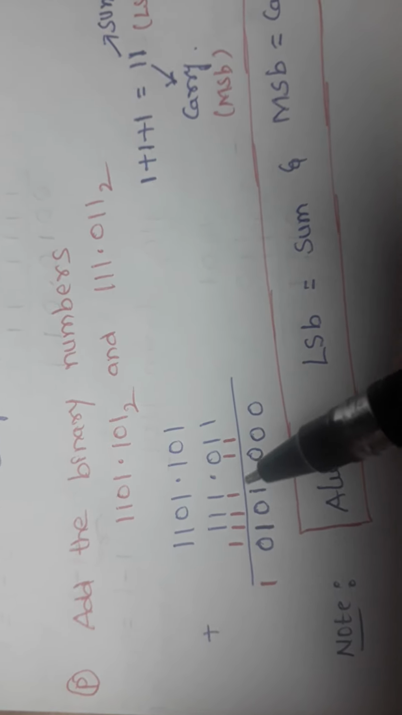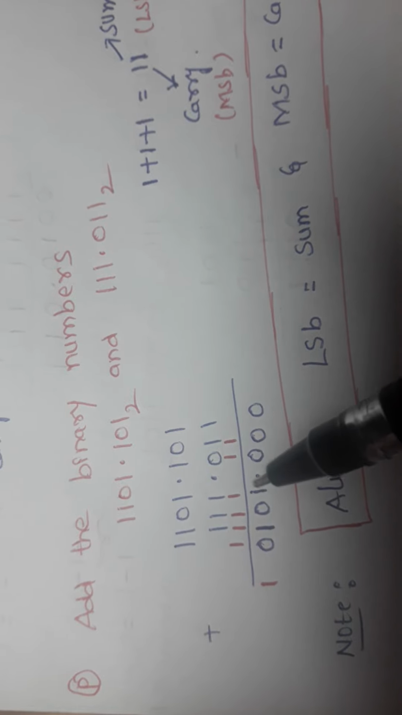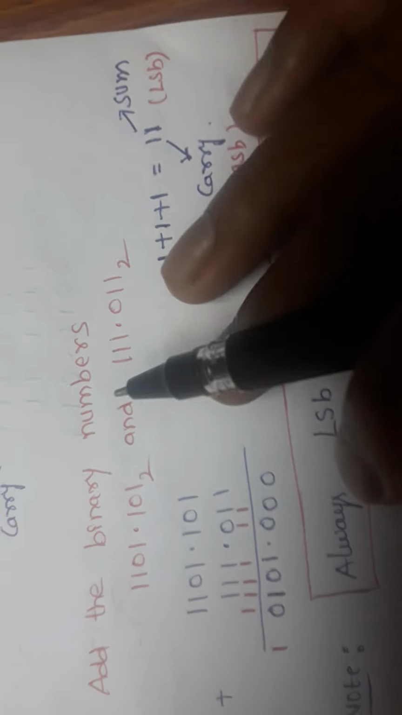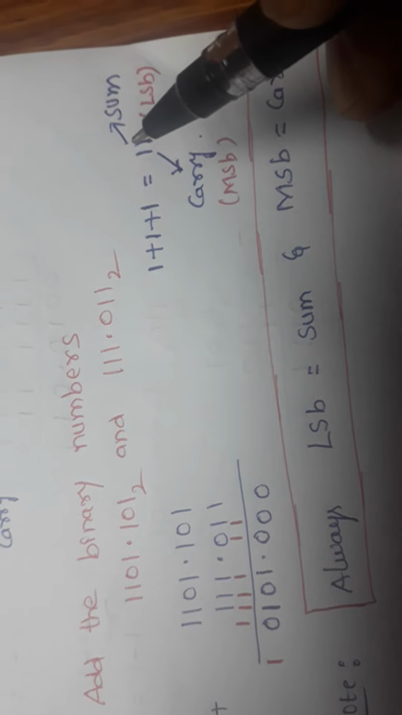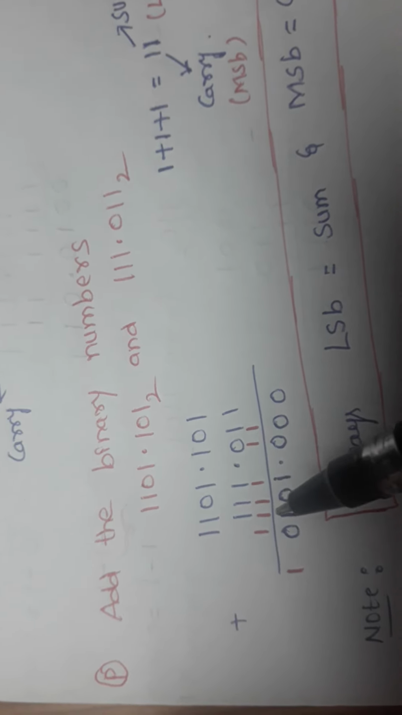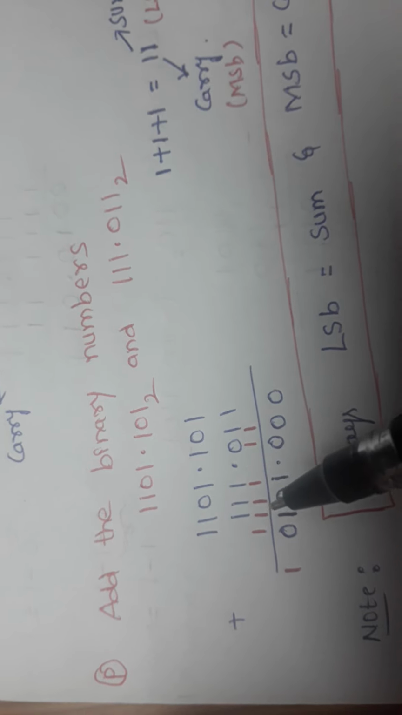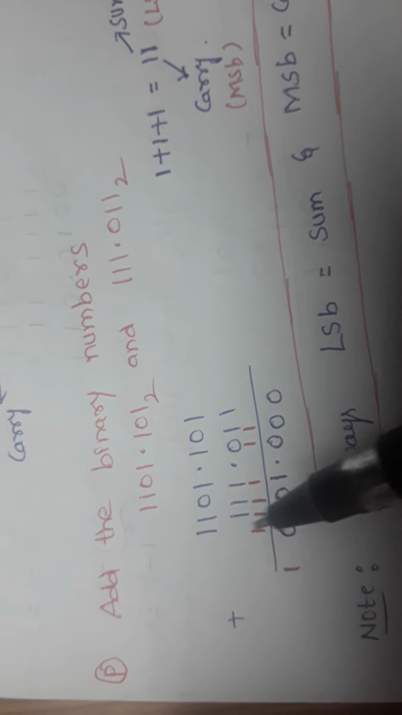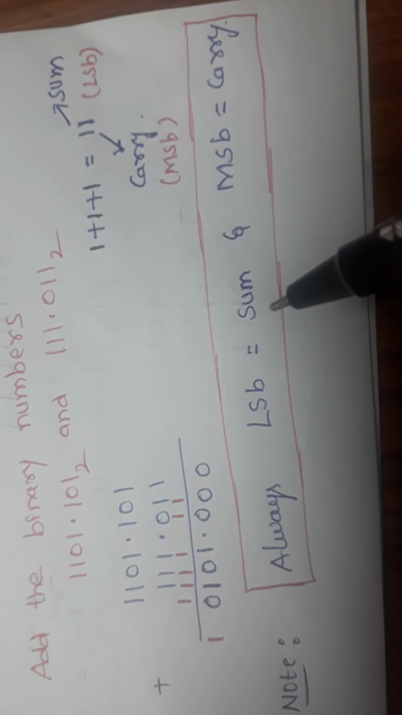Now 1 plus 1 plus 1 is equal to 3, and 3 can be written in binary as 11. Therefore sum becomes 1 and carry becomes 1. Then 0 plus 1 plus 1, sum is 0, carry is 1. Then once again 1 plus 1 plus 1, sum is 1, carry is 1. Then 1 plus 1, sum is 0, carry is 1. That means the least significant bit is the sum and the most significant bit is the carry.